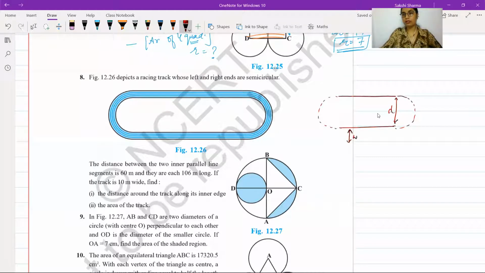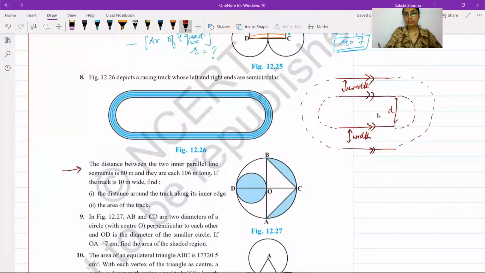Then keeping the width of the track in mind, there are outer parallel lines, showing how wide the track needs to be. There are 2 more parallel lines, and again from their ends 2 semicircles are drawn, and this is how the track is formed. So these lines are actually parallel to each other. This is what they are writing here: distance between the inner 2 parallel lines. These are the parallel lines you can write down, or you can just mark it in your book.